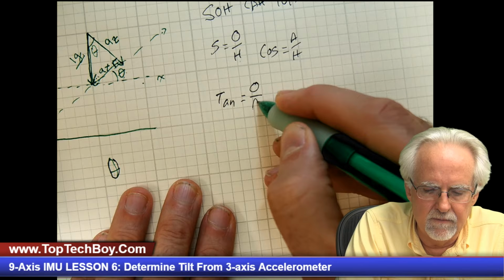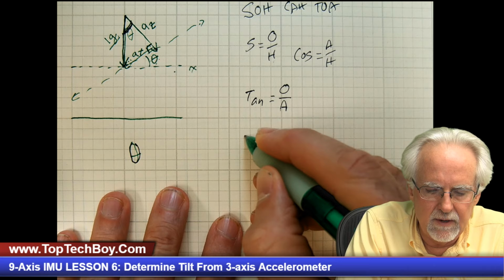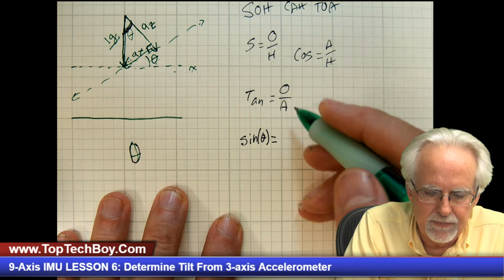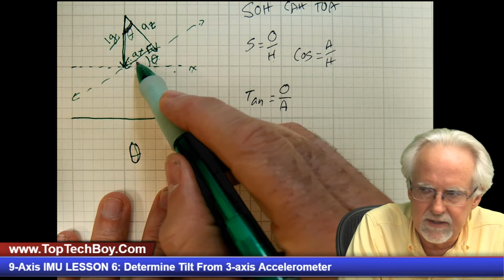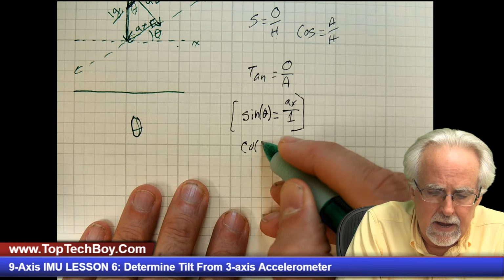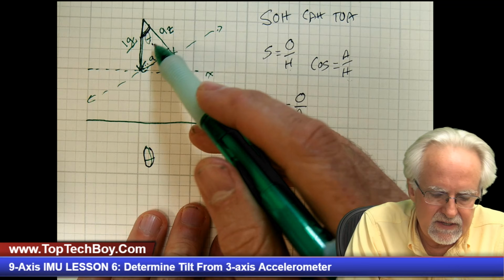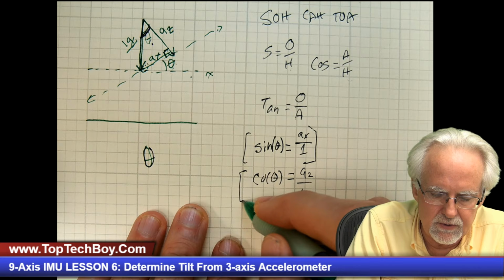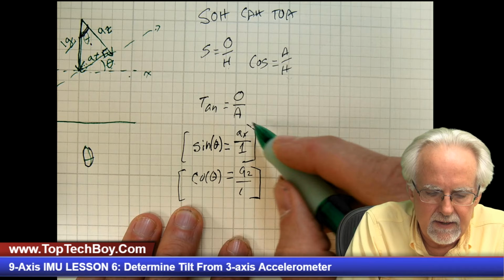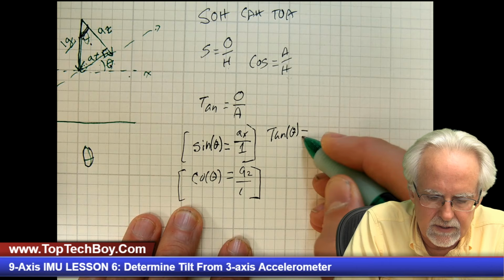Okay, so here is my angle. What are some things that I know? Well, I know that the sine of my angle is equal to the opposite, which is the acceleration in x, over the hypotenuse, which is 1. That's one equation I could use. Or the cosine of the angle is equal to the adjacent over the hypotenuse. The adjacent would be AZ, over the hypotenuse, which is 1. Or I could say that the tangent of theta, the tangent of that angle, is the opposite over the adjacent, which is AX over AZ.